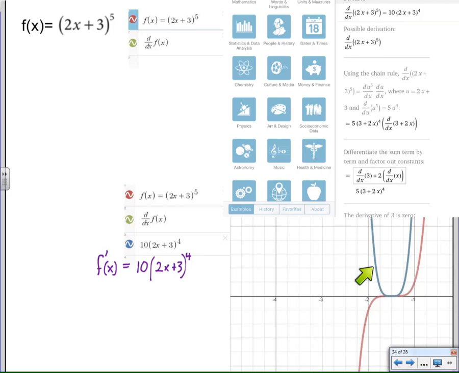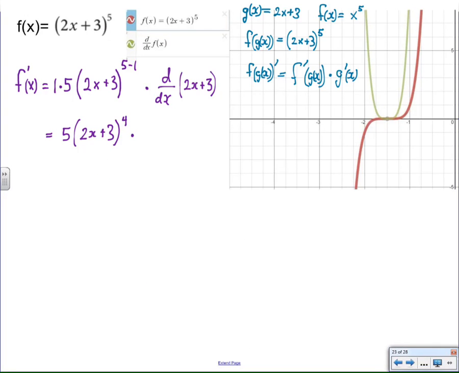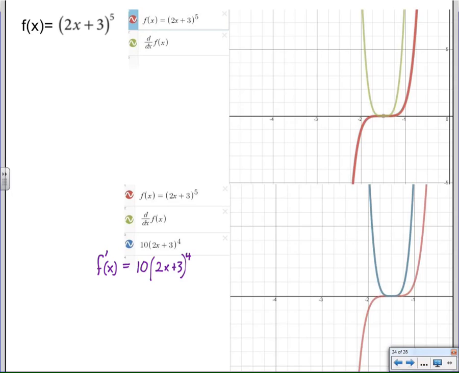And this blue graph corresponds to what used to be the green graph earlier. And now I can see that the blue graph corresponds to the green graph. Therefore, the derivative the computer gave me is the same as the derivative that I got using the chain rule. If these are different, the graphs are different, that means you applied the chain rule incorrectly.